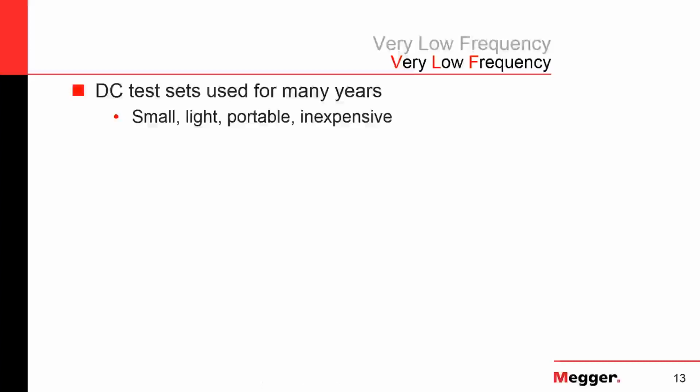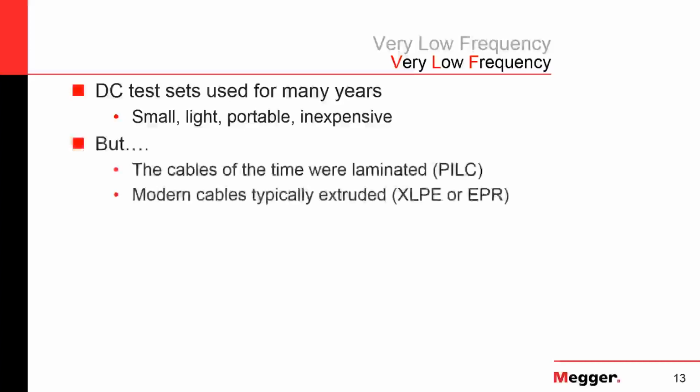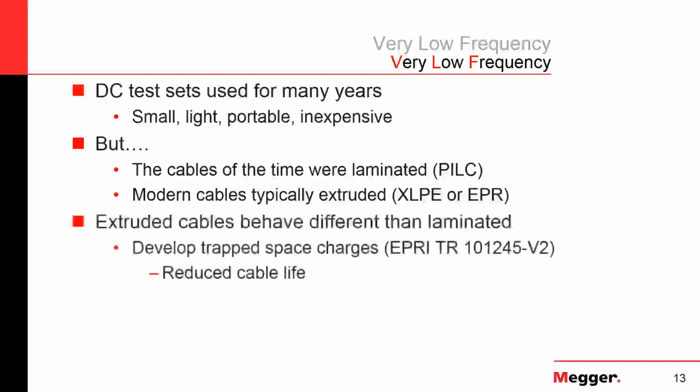So for many, many years, we used DC test sets to test our cables. They ticked a lot of good boxes. They're small, light, portable, really, a lot of good things to say about them. But at the time, the cables that we were testing were paper lead cables or a laminated construction. Modern cables are an extruded construction. When we talk about XLPE or EPR cables, they're an extruded construction, and they behave differently than the laminated construction.